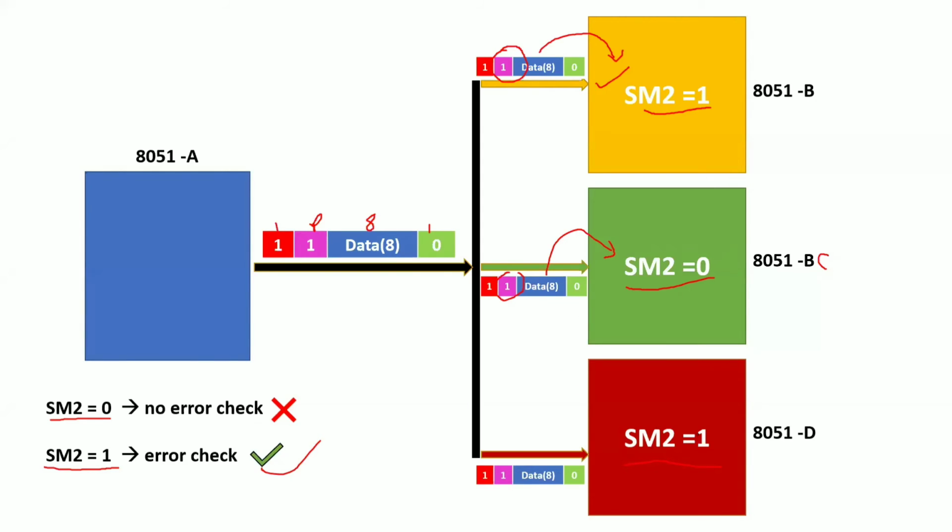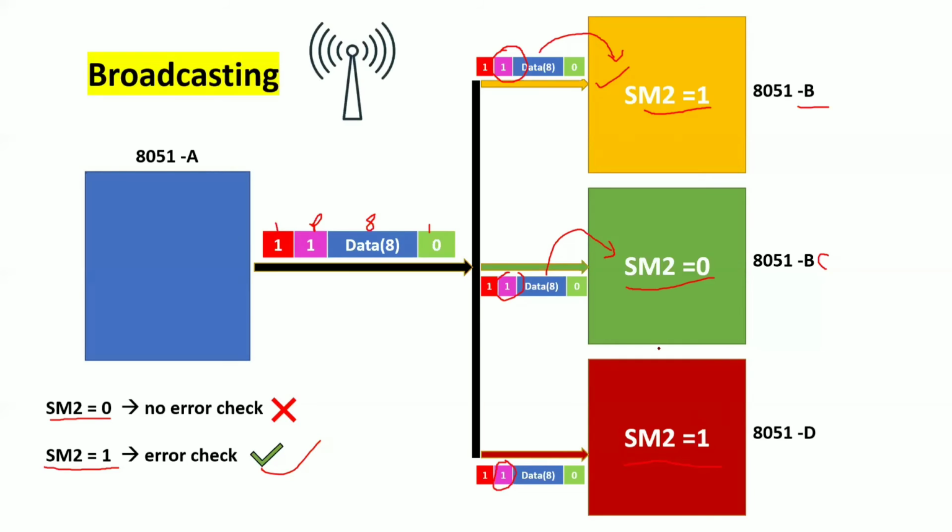And SM2 equals 1, just like your 8051 microcontroller B. So the D device also will receive this data because it will check the errors. Now the bit is 1. Whenever you are sending 1 with this data, that means all the devices are receiving this data, right? This is called broadcasting. Broadcasting means when one device transfers the data, all the devices will receive the data irrespective of the programmable bit. This is the need of this programmable bit.